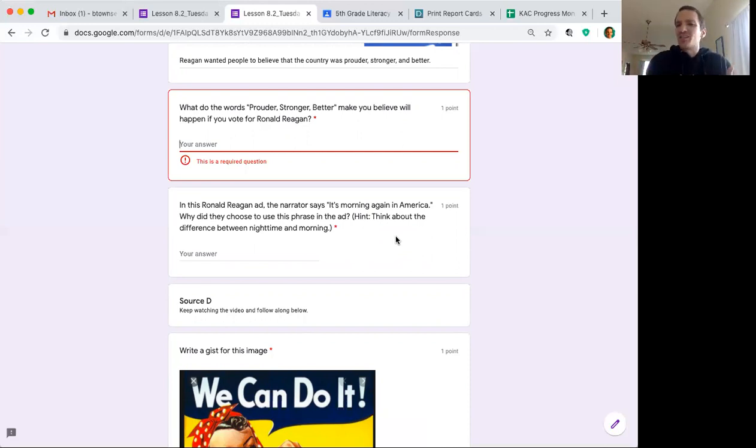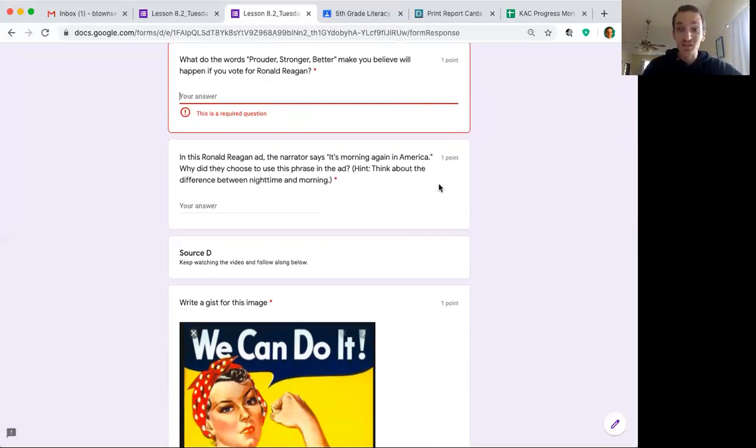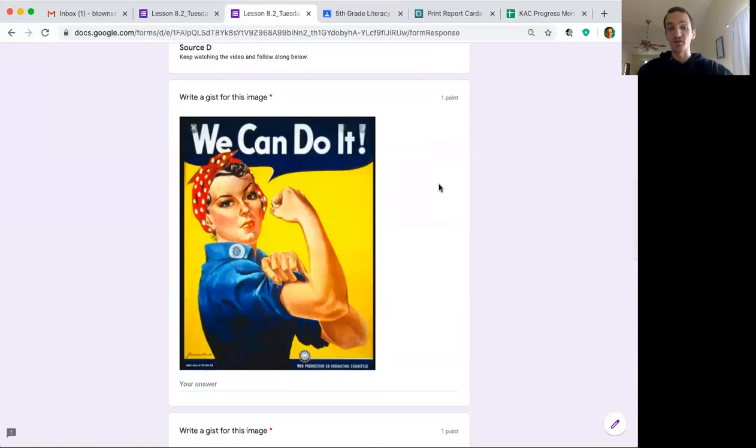Think about what the difference is between night or morning. Think about the feeling of waking up in the morning, what that means for the rest of your day. Just try to think about stuff like that. What does that mean? Once those two are answered in a complete sentence, go ahead and look at the images below.